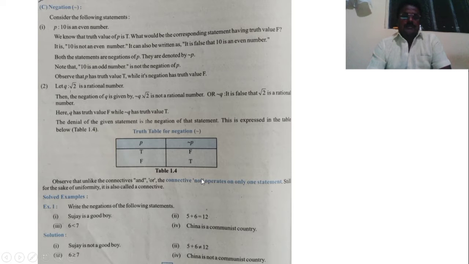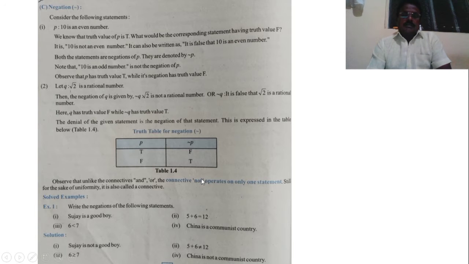For example, write the negations of the following statements. First statement: Sanjay is a good boy. Sanjay is a good boy is a simple statement. We have to write the negation of this simple statement. We write: Sanjay is not a good boy. Given P, Sanjay is a good boy, its negation P is: Sanjay is not a good boy.